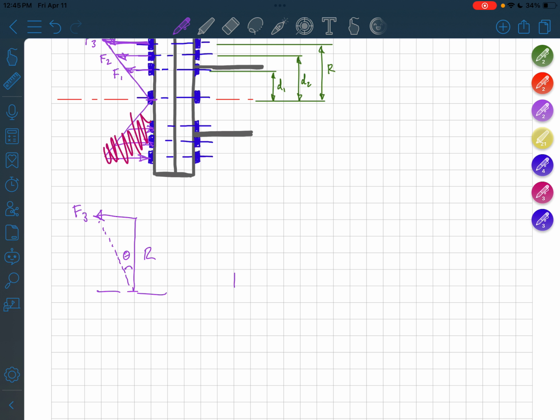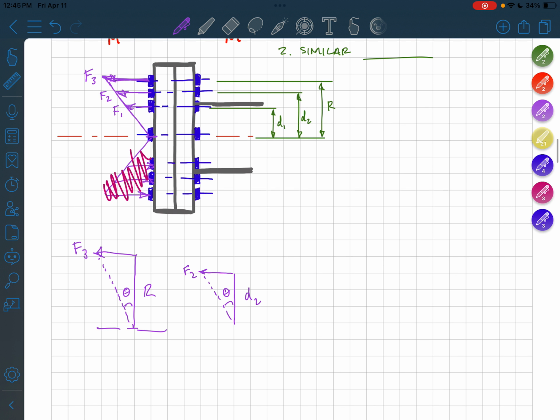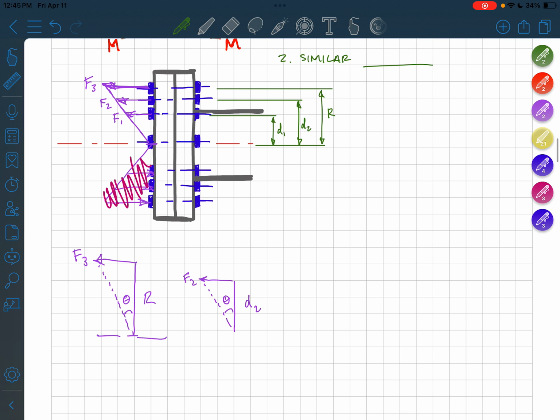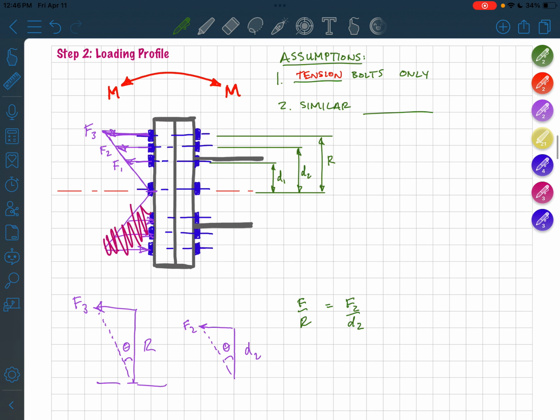We're going to say that F2 has a similar triangle. Distance d2, the triangle makes the same shape, thetas are equal. So we're going to write a mathematical expression treating these similar triangles as the same. We're going to write F over R is equal to F2 over D2. So that's our second big assumption here. We're going to use similar triangles to say that the bolts are going to carry a load in proportion to their distance above the neutral axis.